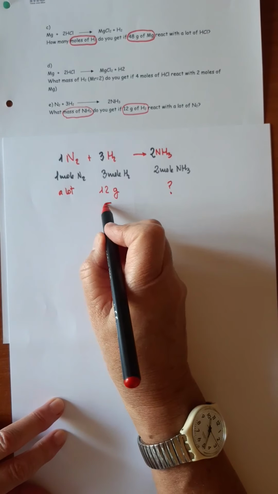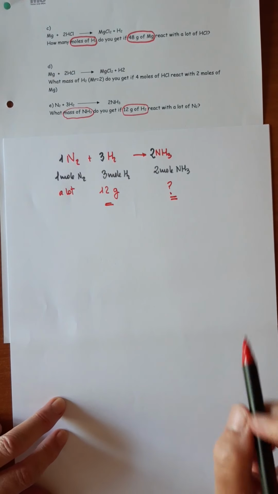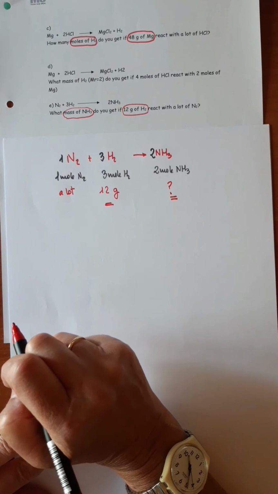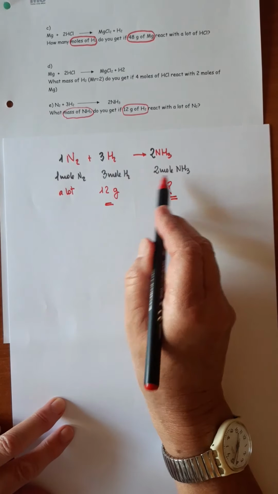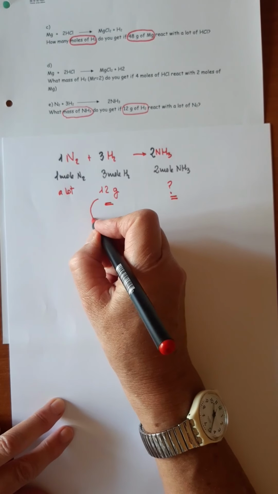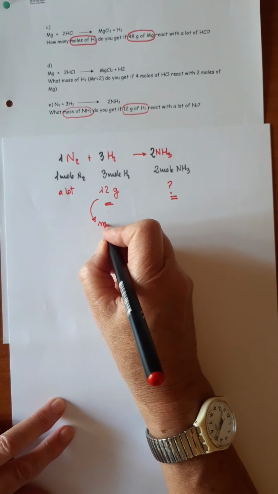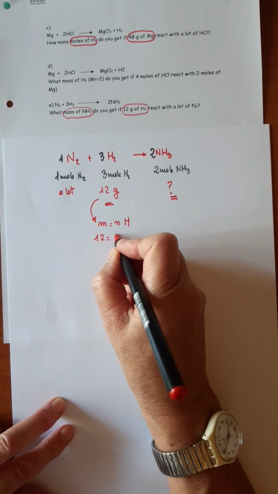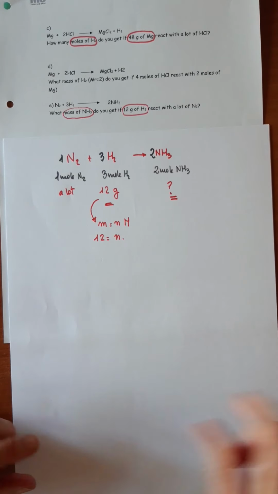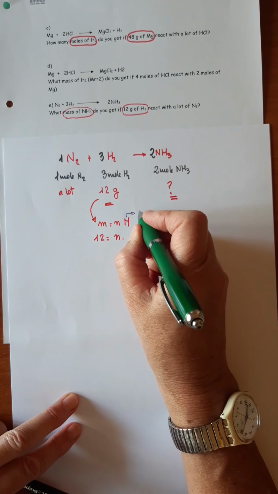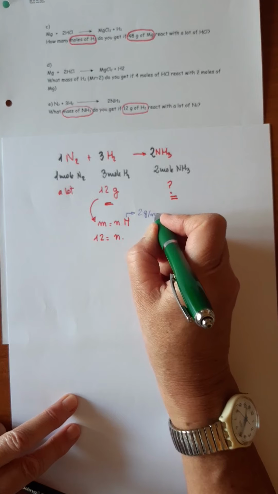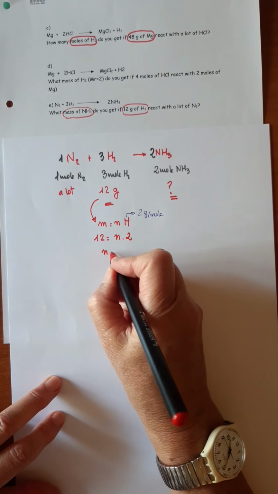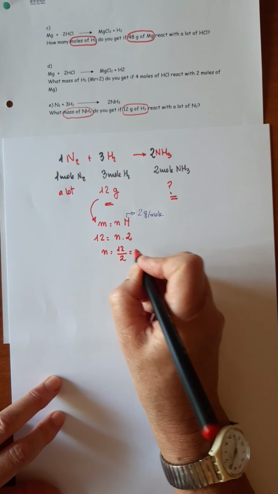Okay, so the substances I have to focus on are hydrogen and ammonia, but as the proportion is always done in moles, I have to change this into moles. Always the same formula. So for 12 grams, I want to know the number of moles, and I get from the periodic table that the molar mass of hydrogen is 2 grams per mole. So the number of moles equals 6.